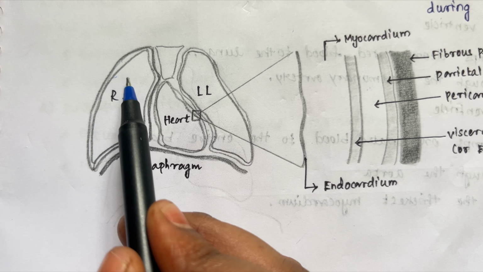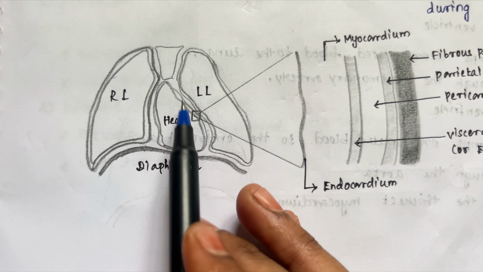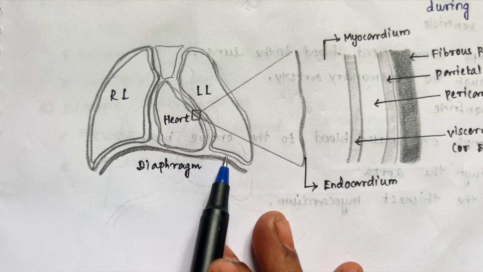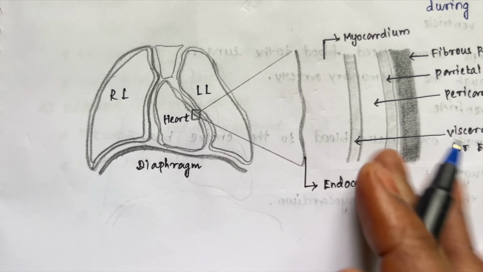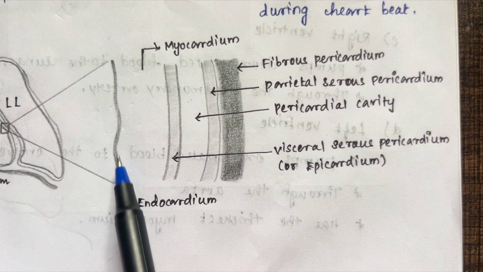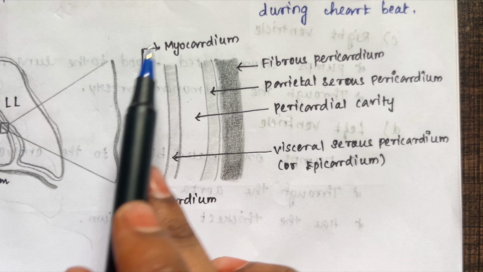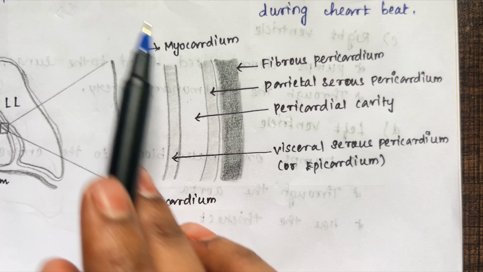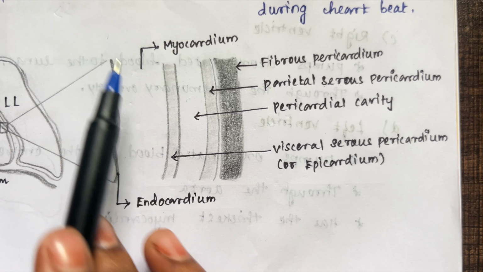See, this is the right lung and this will be the left lung. And the heart will be positioned in the middle. This is the diaphragm. So we are going to see a cross section of this outermost layer. This is the innermost layer which is called endocardium. The next to it is myocardium. The outermost layer is a pericardium. But pericardium has two layers which is fibrous and serous, which we have seen earlier.